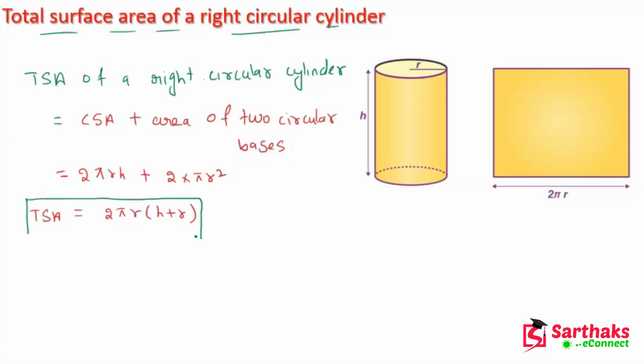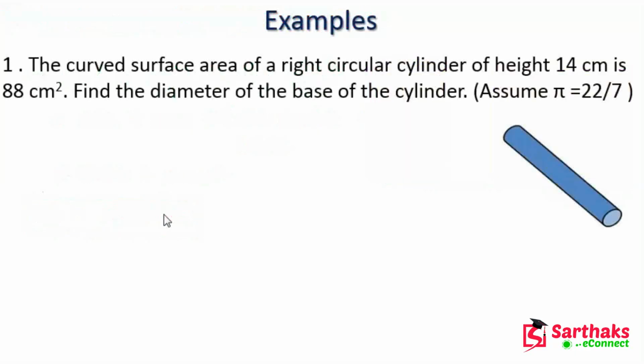So what is the CSA of a right circular cylinder? This is 2 pi r h. And what is the TSA of a right circular cylinder? This is 2 pi r into h plus r, or we can say 2 pi r into r plus h. I hope you understand these things, my dear friends. So these are the surface areas of a right circular cylinder. Now let's solve some problems based on these formulas.